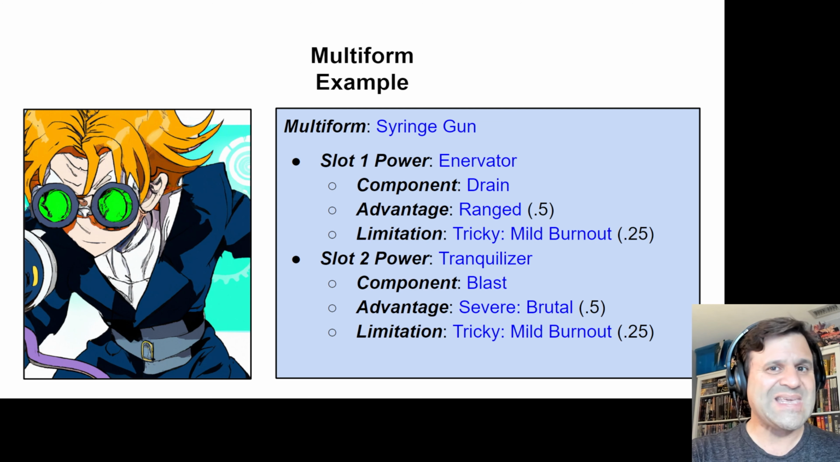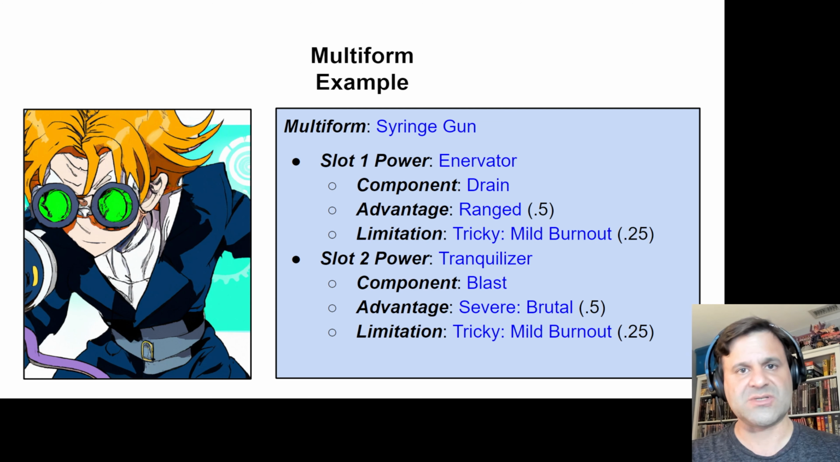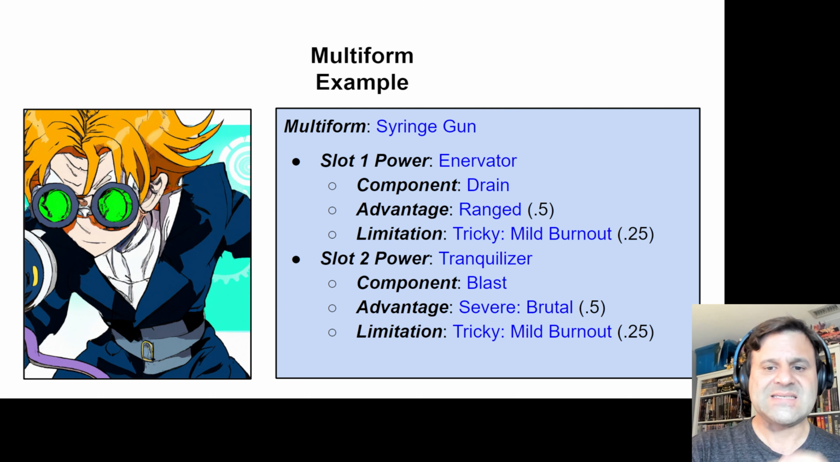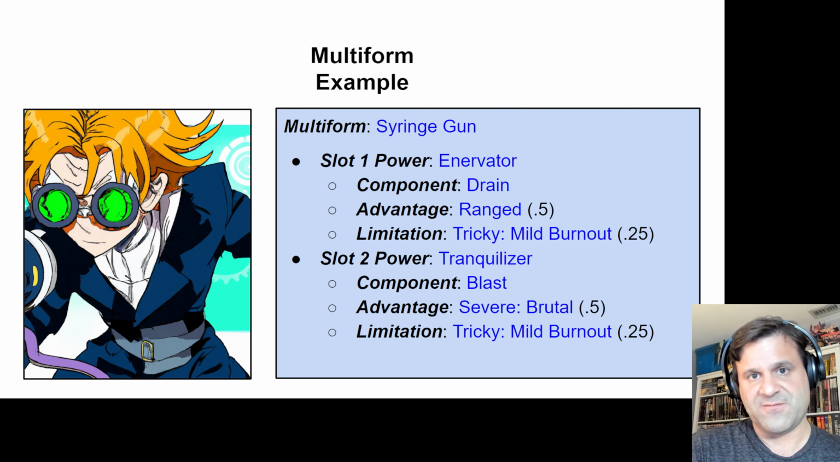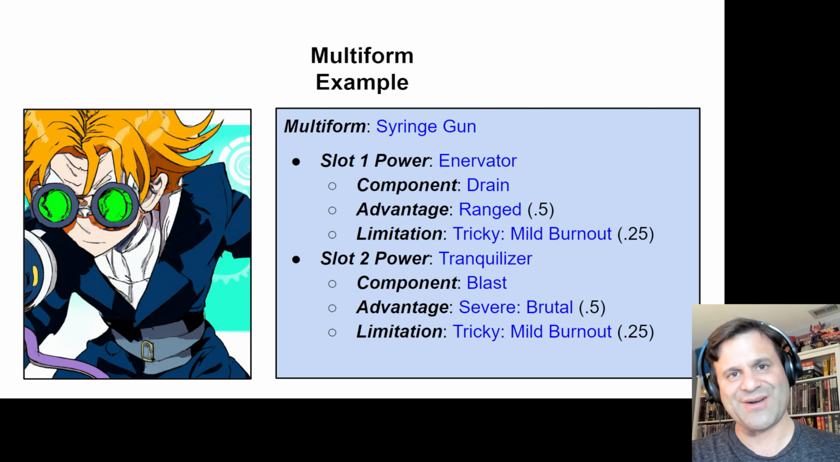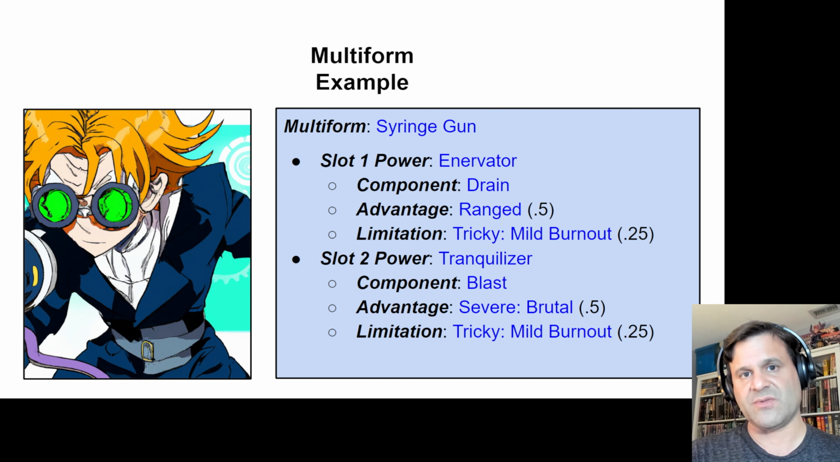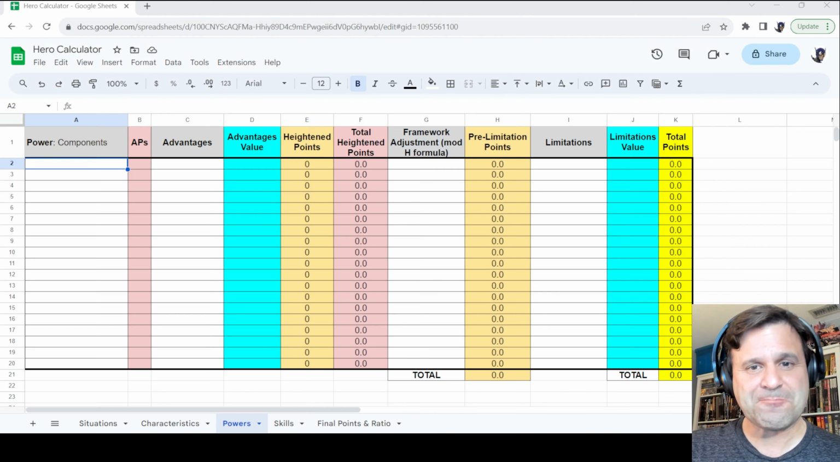And we're going to apply the tricky mild burnout limitation to model the fact that the syringe gun has limited ammunition. The second slot is going to be a tranquilizer slot, and that's going to be modeled using the component blast. It's going to have the advantage severe brutal because it bypasses defenses more often than not. And finally, we're also going to attach the tricky mild burnout limitation for the same reason, to model the ammunition aspect of the gun. Okay, let's jump into the hero calculator and show you how this works.